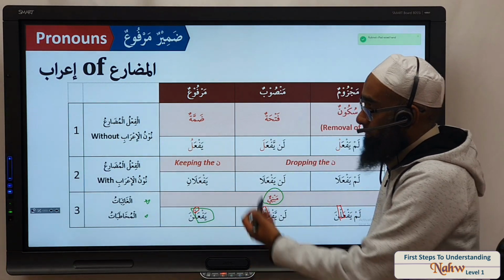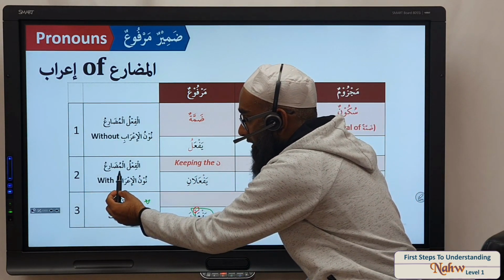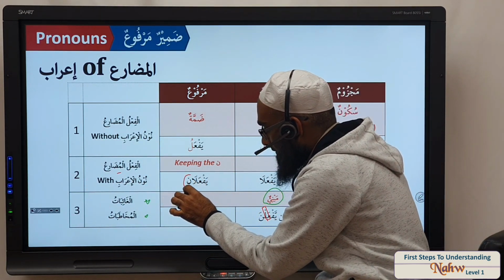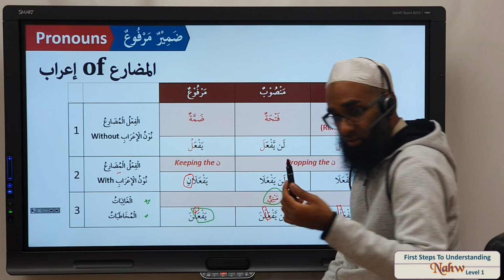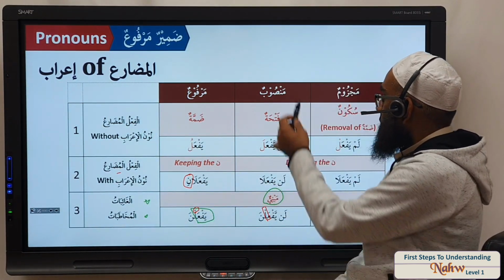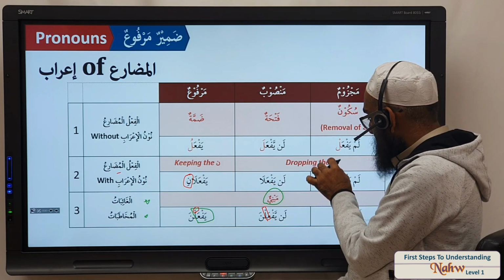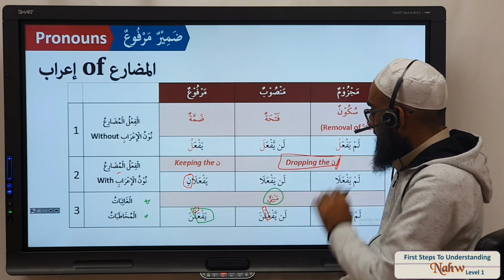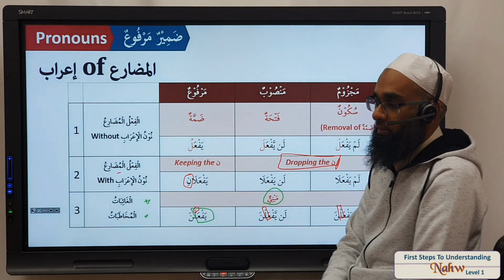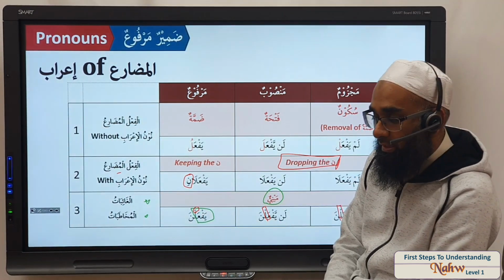Now the middle one, when the mudari has a noonul i'rab, then because the noon is the noonul i'rab, the noon stays to show marfu'. The noon is a marfu' sign. So when the marfu' is there, the noon will remain. And mansoob and majzoom is expressed by dropping the noon. So lan yaf'ala and lam yaf'ala. Does everybody understand the i'rab table?